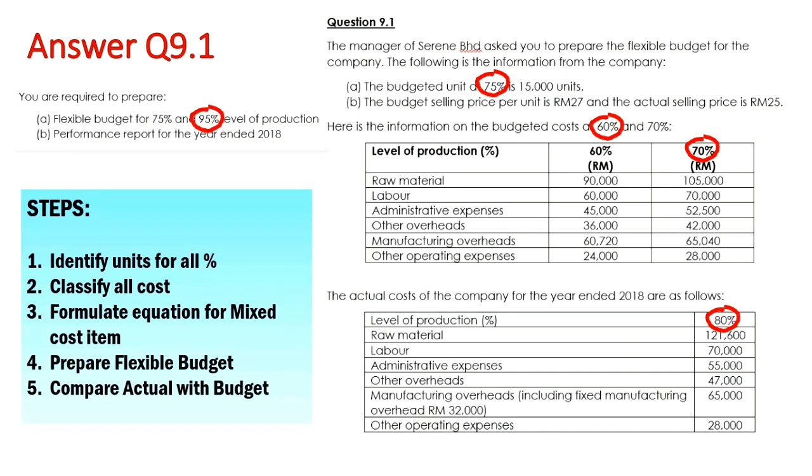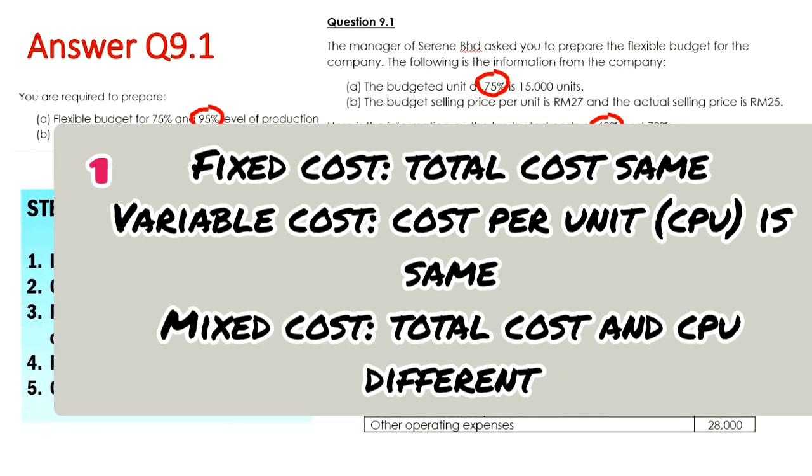Roughly, there are 5 steps in order to attempt this question. First step, we have to identify units for all the percentages. In other words, at each percentage level, how many units are produced. Step number 2, classify all the costs. All the production costs listed in this question should be classified as either number 1, fixed costs, number 2, variable costs, or number 3, mixed costs.